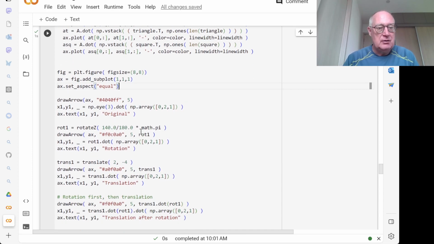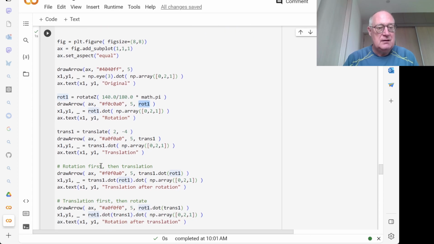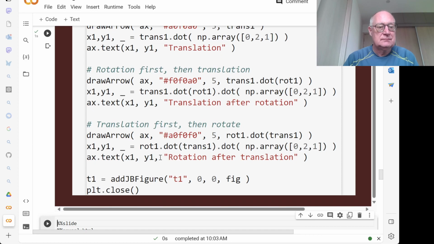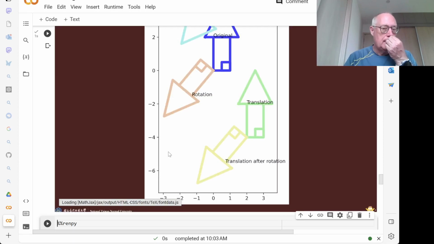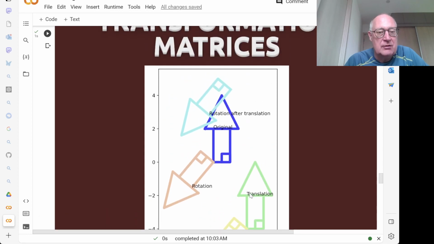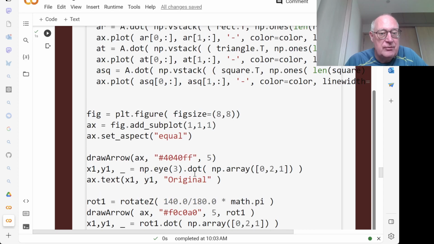So then when we draw our arrow, I can now pass in one of those matrices. So here's rotate, translate, and one thing that you have to keep in mind is that, yeah, we'll talk about that later. So here's the original, that's what we had originally. Here's the translated, which is translated by -4 in the y direction and 2 in the x direction. So our translation here is 2, -4, and here our arrow was rotated by, what did I say, 140 degrees.